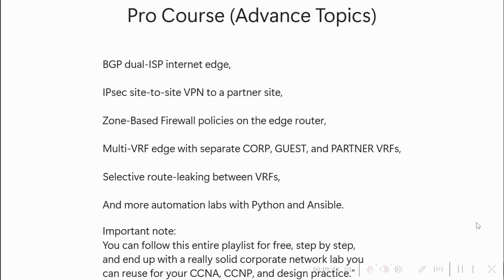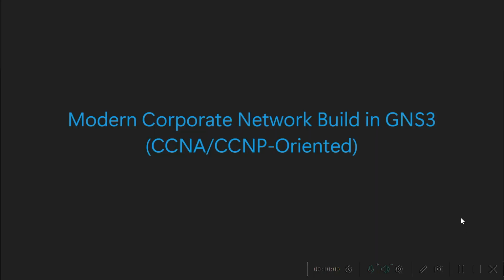But the important thing is, you can follow this entire playlist for free, step by step, and end up with a really solid corporate network lab you can reuse for your CCNA, CCNP, and design practice. So that's the overview of what we're building. In the next episode, we'll jump straight into Episode 1, where we bring up the core and access switches, create our first VLANs, and configure HSRP so our clients have a redundant default gateway from day 1.